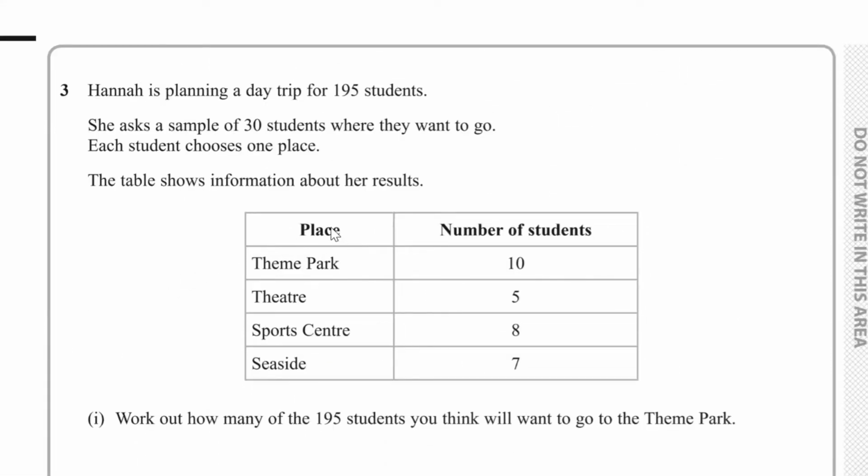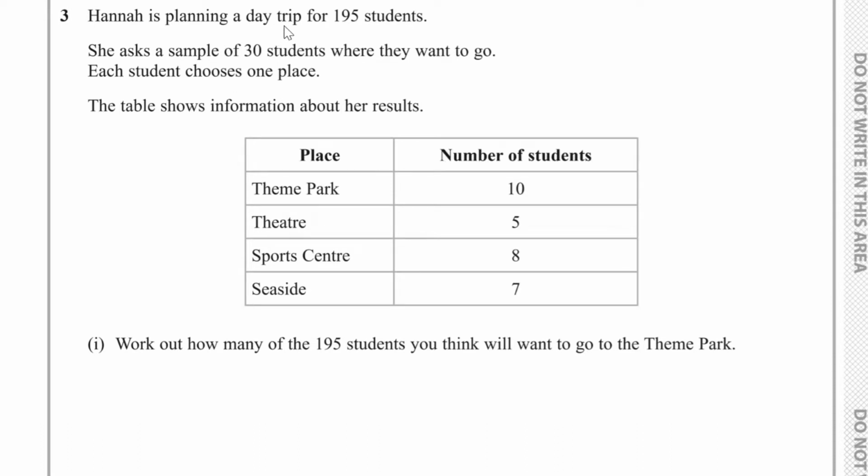For question number 3, Hannah is planning a day trip for 195 students. She asks a sample of 30 students where they want to go. Each student chooses one place. The table shows information about her results, and we have to work out how many of the 195 students you think will want to go to the theme park. Well, over here we have a sample of 30 students, and 10 of those 30 said they want to go to a theme park.